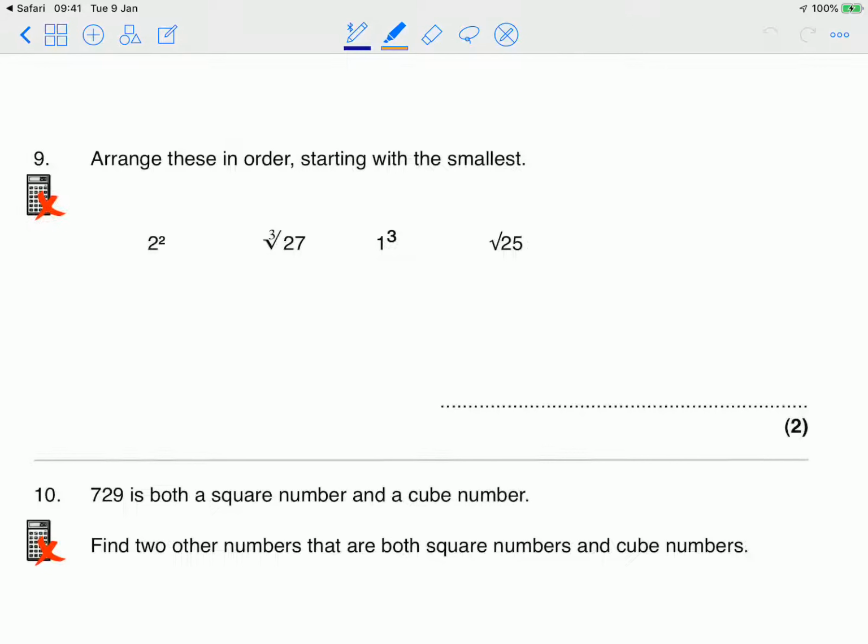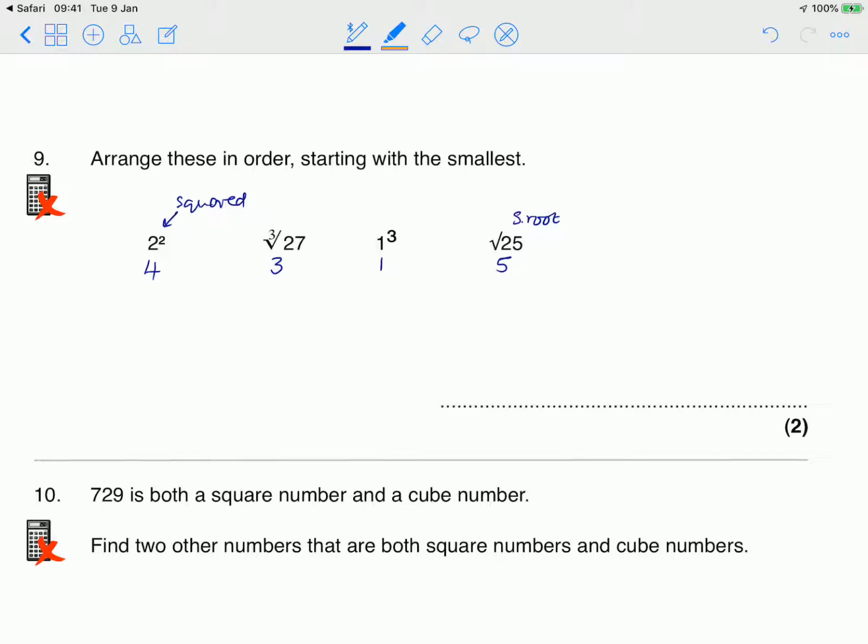Last page. Arranging these in order starting with the smallest. 2 squared is 4, 2 times 2. The cubed root of 27, how do you get 27? By doing 3 times 3 times 3. 1 cubed is 1, and this is the square root of 25. 5 5s make 25.